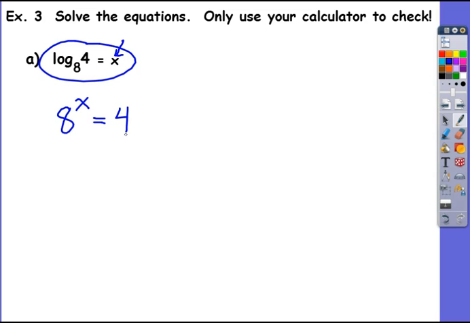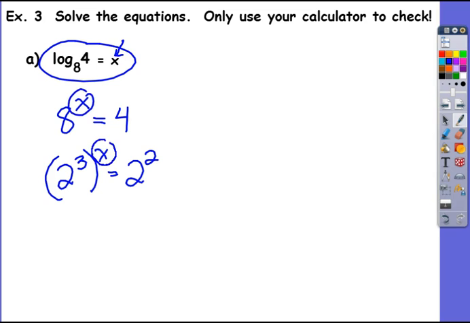And then the thing to note here is I could rewrite 8 and 4 as powers of 2. Or in other words, 8 could be written as 2 cubed. 4 could be written as 2 squared. And make sure I still have that x up here in the exponent. Now that I've rewritten these as the same base, on the left, I have 2 cubed to the x power. If I have a power to a power, I just multiply my exponents together.